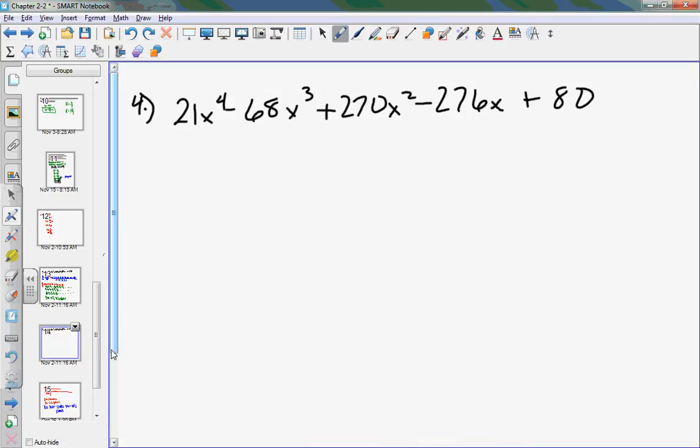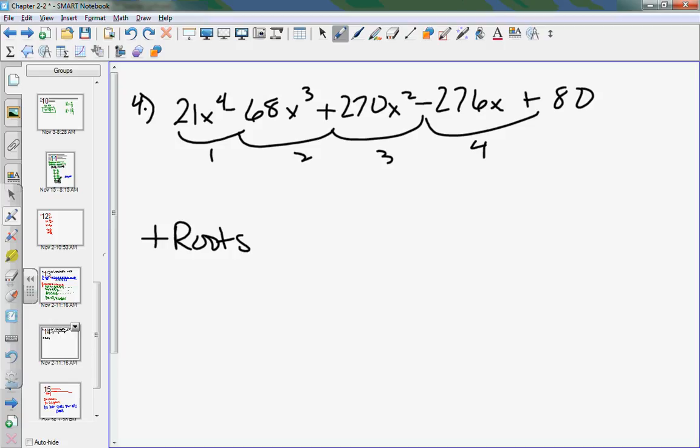So Descartes says I need to do my positive roots. Well, my positive roots means I'm going to count my sign changes. There's 1, there's 2, there's 3, there's 4. So I'm going to have how many positive roots? 4, or 2, or 0. Because 2 minus 2 is 0. 0 is the number that you're allowed to have, right?